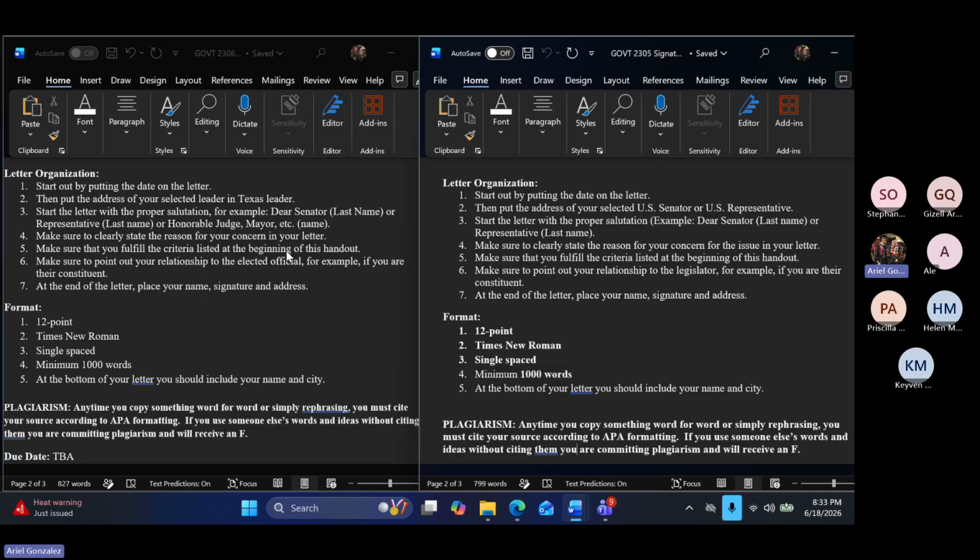Make sure that you fulfill the criteria listed at the beginning of the handout, which is what we went over, 1 through 8. Make sure to point out your relationship to the elected official, for example, if you're a constituent. And that's why I recommend that in 2305, if you want to write to a House member, you write to your specific House member, or if you're writing to a member of the state legislature, that you write to your specific Texas House member or Texas senator, because like I said before, if it's some person writing from, I don't know, California, they're just going to be like, well, this person has no power over me. I don't represent anybody from California. It's going to go to the trash. I don't have time to deal with this.